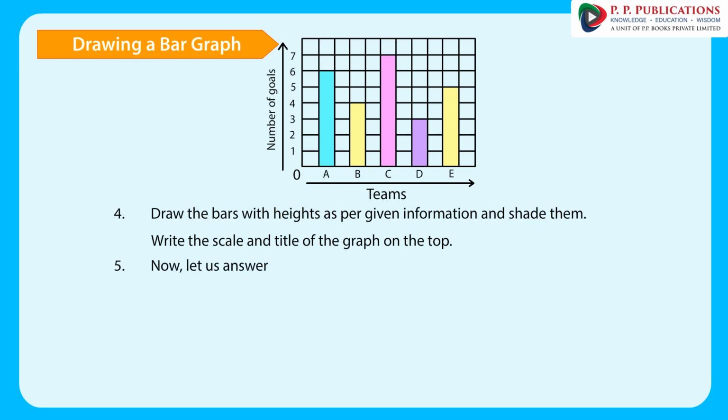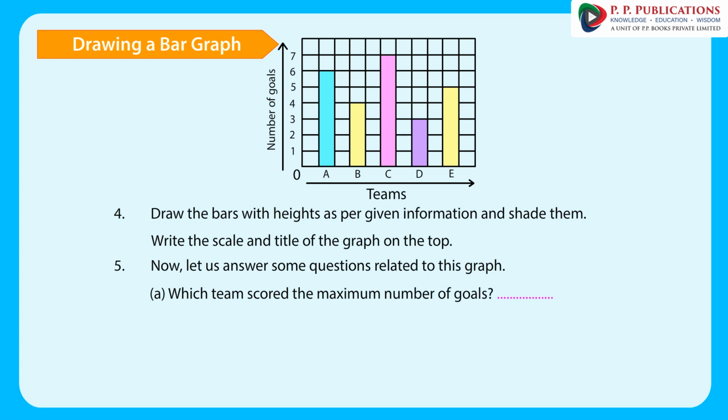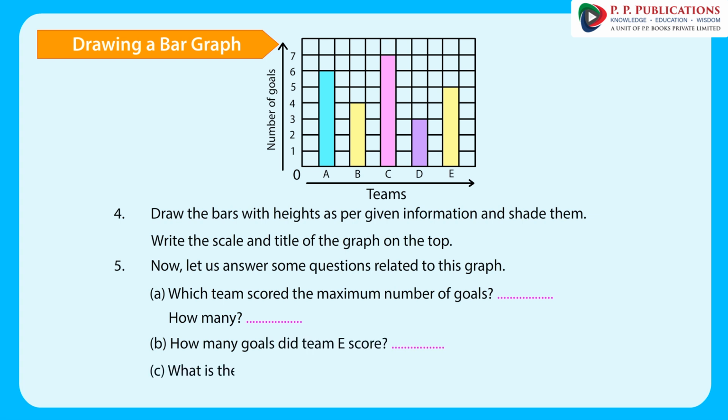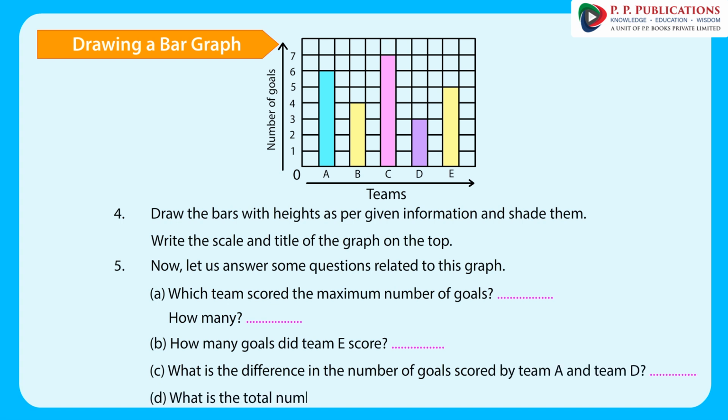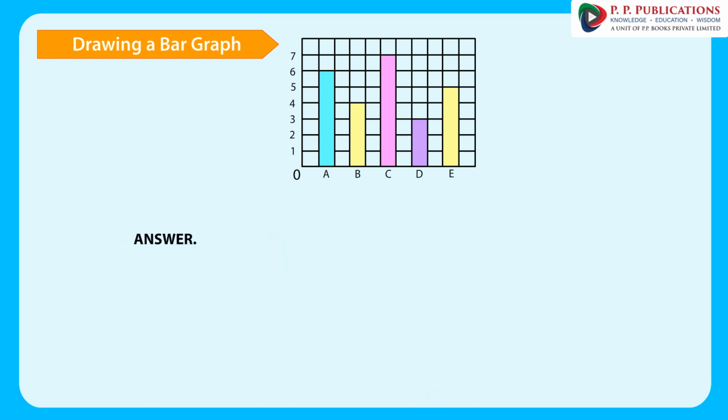5. Now let us answer some questions related to this graph. A. Which team scored the maximum number of goals? How many? B. How many goals did team E score? C. What is the difference in the number of goals scored by team A and team D? D. What is the total number of goals scored? Answer: A. C, 7. B. 5. C. 3. D. 25.